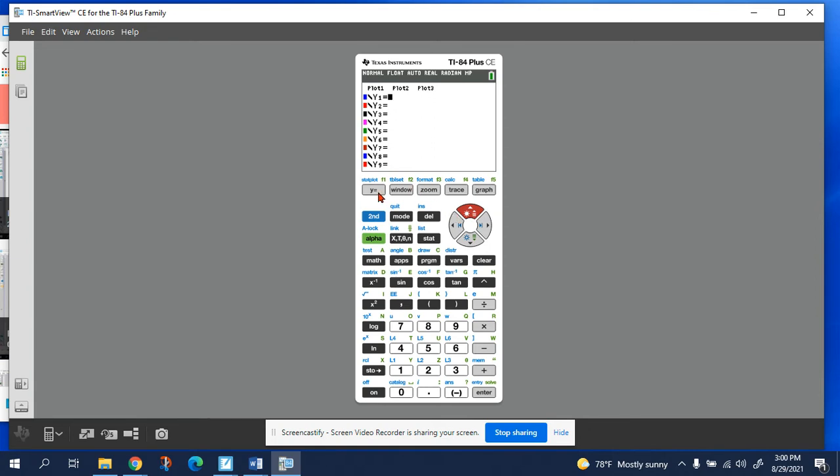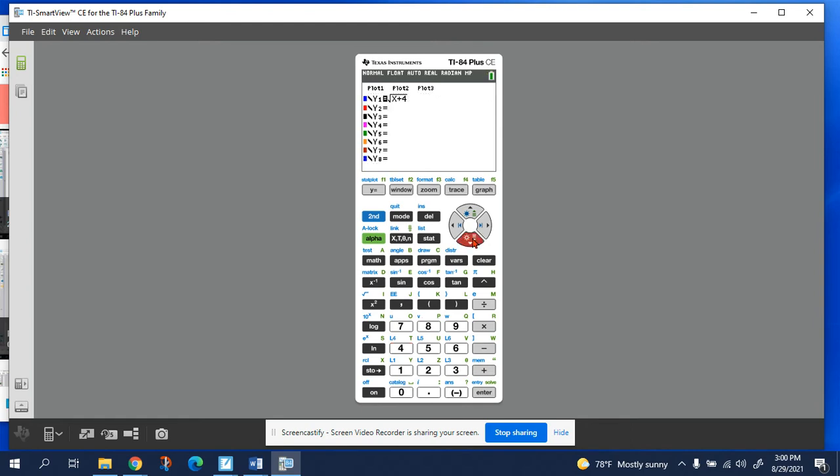So when you press y equal, clear out what you had. Then for square root, you're going to do second, and it's this button right here with the little square root symbol right above the red arrow here. Press that button to get the square root. Our first function has x plus 4 under the square root.